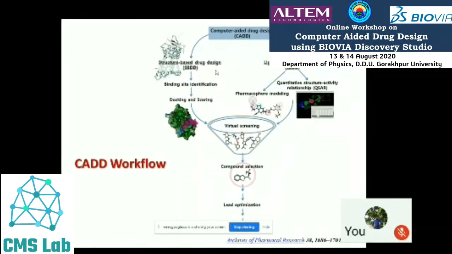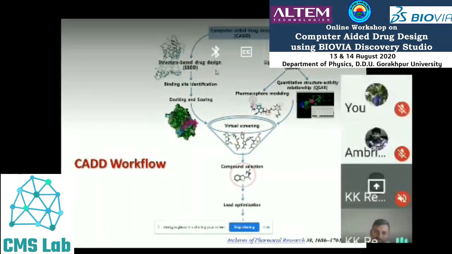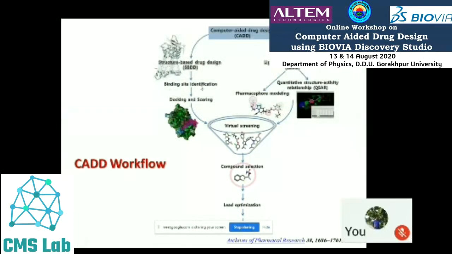So it's a very, very complex process. It's not that easy to identify a binding site, so we need to validate it. There are many binding sites in a structure, so you need to validate the binding site using the literature and then using experimental studies. If you know the structure and the binding site, then you can test your molecules using docking and then scoring. So these are the first steps in structure-based drug design.